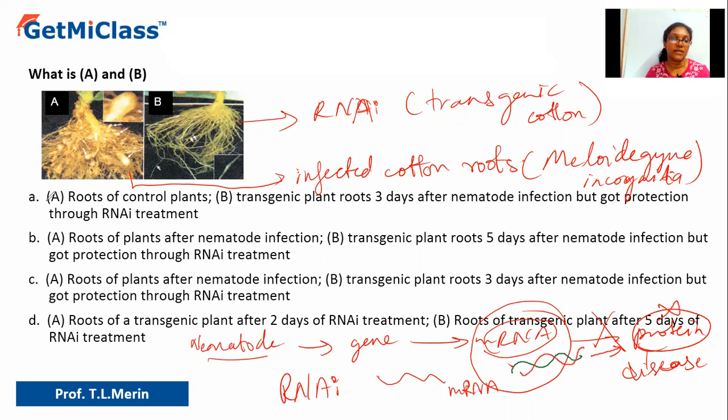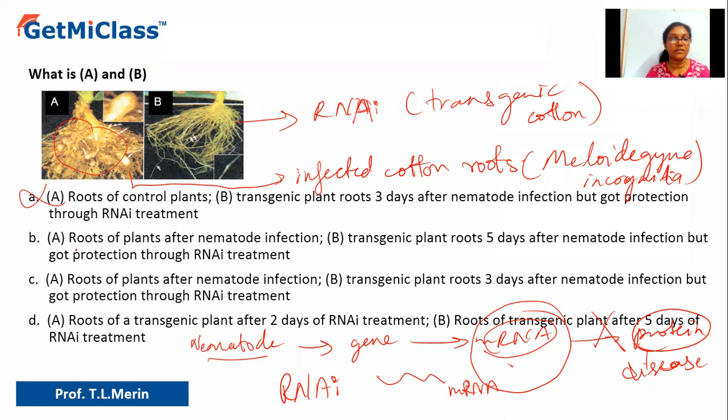So let us see. Option A says the first one is roots of control plant, and B says it is a transgenic plant roots 3 days after nematode infection, but got protection through RNAi method. But according to our explanation, the first plant is an infected plant. That's why you can see the roots like this. But here it says it's a control plant, so it is ruled out.